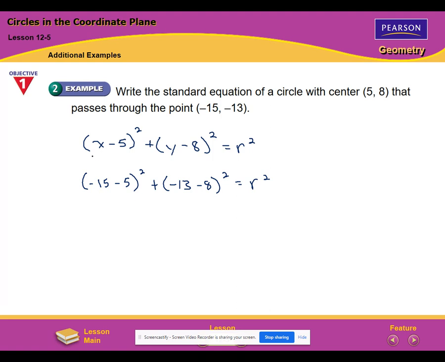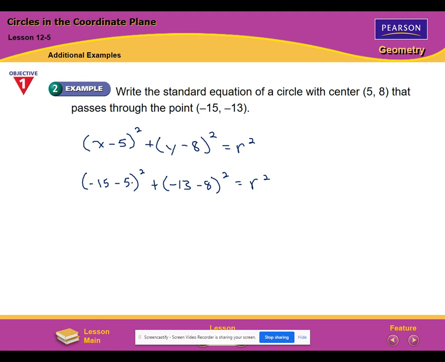Oh, one other thing. A lot of people will start with this step right here. If you're going to do that, you need to be really careful because it's really easy to get these flipped around. So I always start with plugging in h comma k and then taking another line to plug in negative 15, negative 13 for x and y.